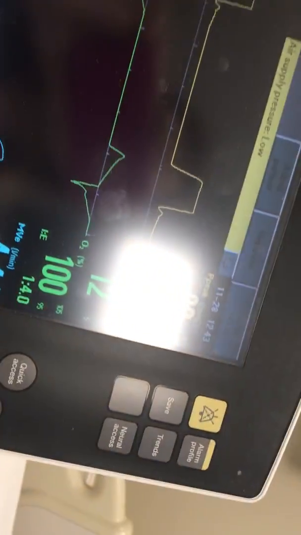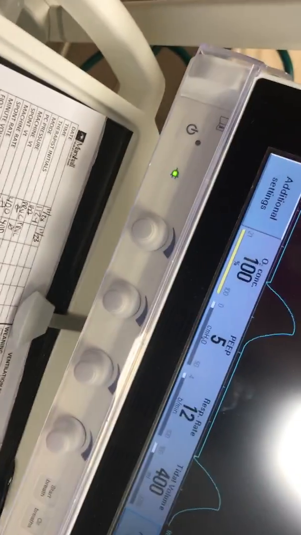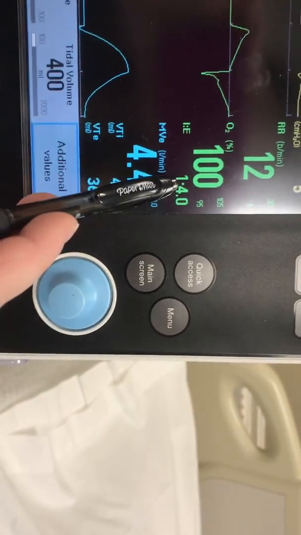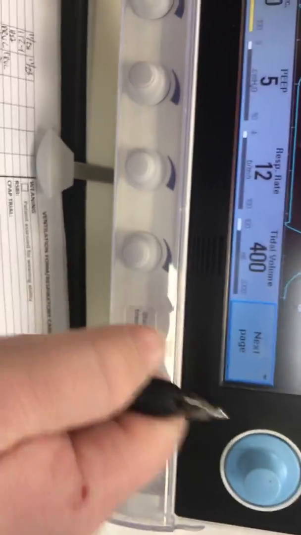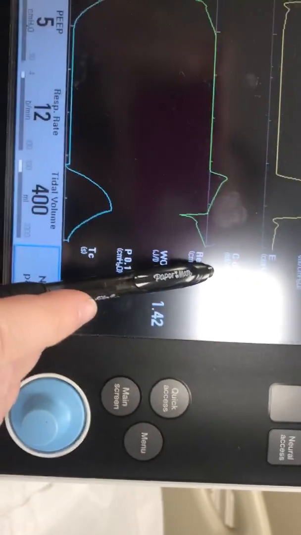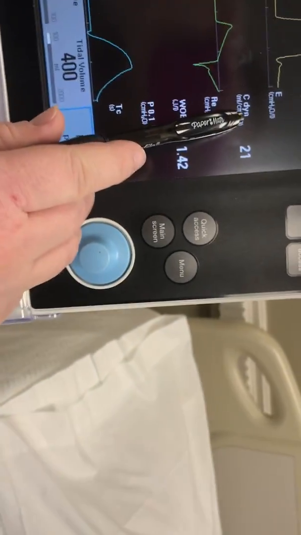Then I'd look at my peak pressure, which is where the glare was, so I'd look right here for my peak pressure. I'd write that down, and then I'm going to do my IE ratio, which is right there. And dynamic compliance is also right there, where that glare is.